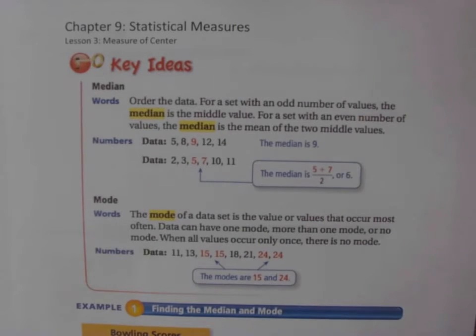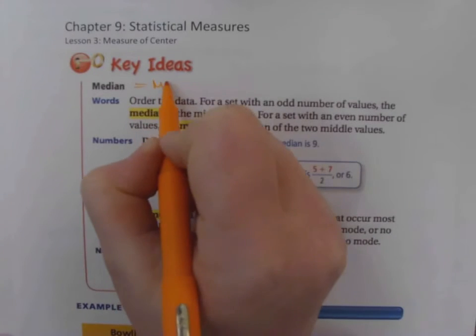Okay, today we're going to be talking about median and mode. So this is just another way to find the measure of a center of data. Yesterday we talked about mean, which is the average. Today we're going to talk about median and mode. So median, I like to think of median as middle.